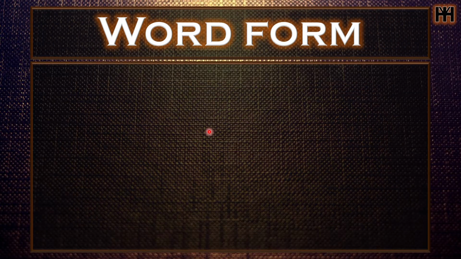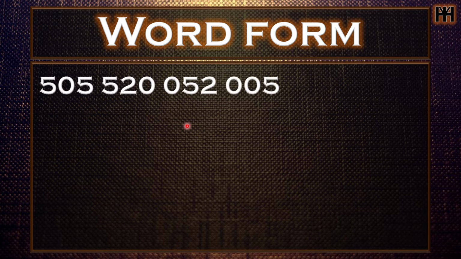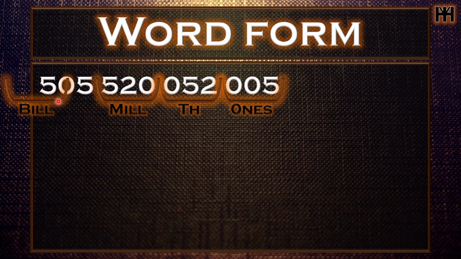Word form. A lot of you were confused in the word form, so let's divide the number in 3s. These first 3 are the ones, and the other 3 are the thousands, and the next 3 are the millions, and the next 3 are the billions. Always divide them like that before you write anything if you are confused.